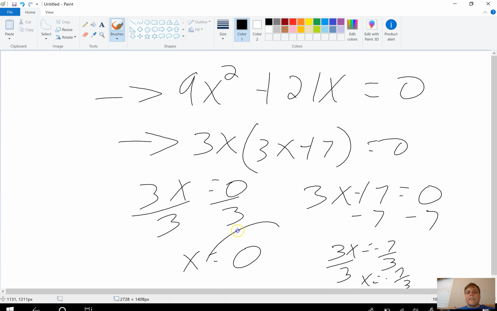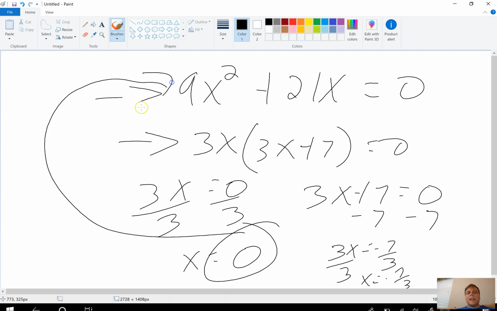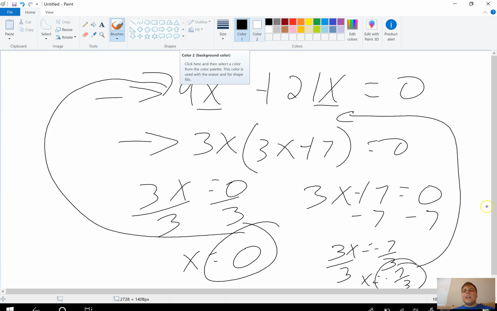And if you were to take these answers and plug them back into the equation, you would see that they both work. In other words, when you plug a 0 in here and here, this whole left side is going to become 0, making 0 equal 0, which is what I want. And if you were to plug in negative 7/3 into here and here, you would get 0 equals 0, which is, again, what I want. Okay? So that's the idea of how you solve by greatest common factor.